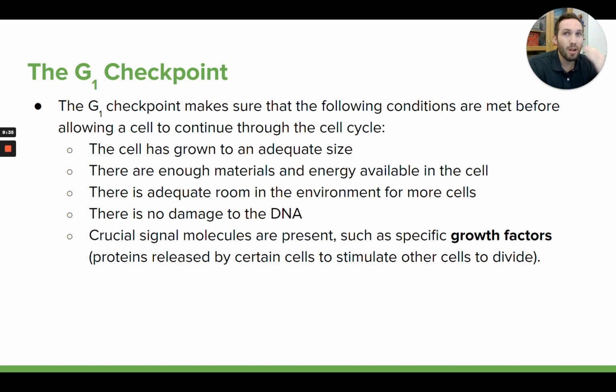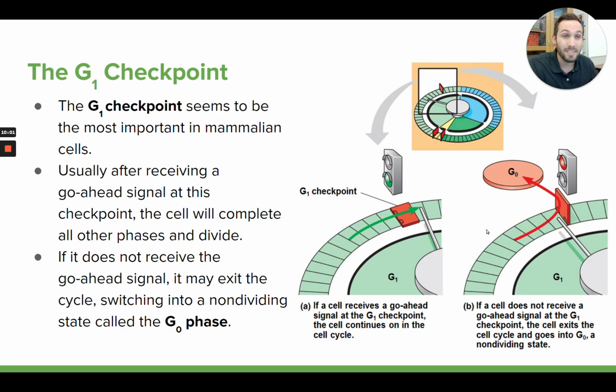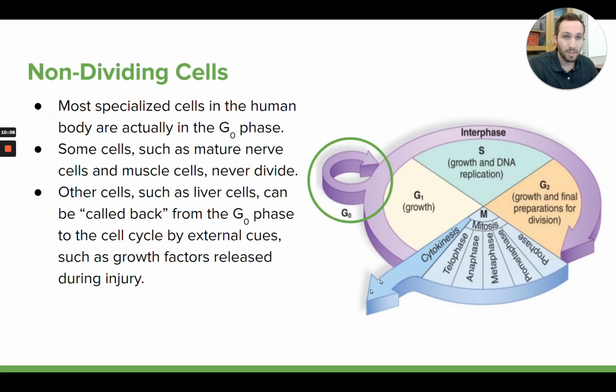And if all of these things are being checked off this checklist, then the cell will be allowed to progress past the G1 checkpoint to the next phase, which is going to be S phase of this cell cycle. So if the cell is big enough, and there's plenty of energy and material inside the cell, and there's plenty of room in the environment, and the DNA is perfect and not damaged, and there are growth factors present and other cells want you to divide, then yeah, you're probably good to go. You're going to move on past the G1 checkpoint, and that's when you're now going to replicate your DNA.